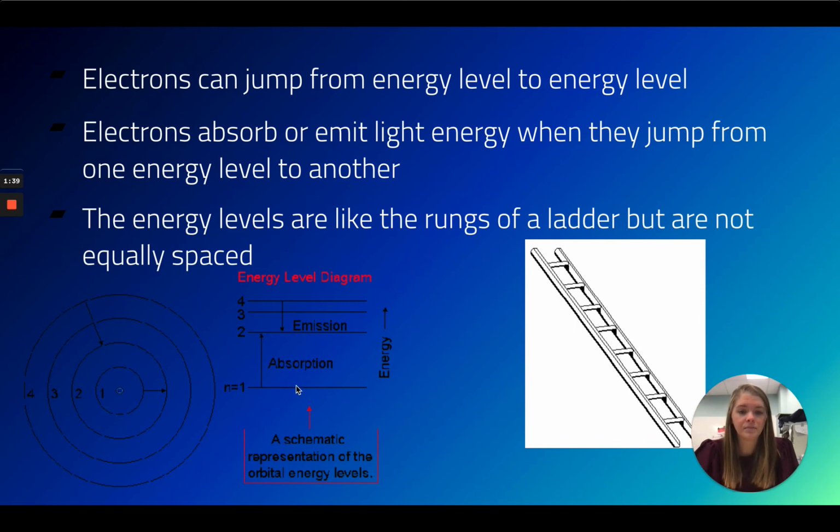Notice here, we talked about how in order for them to move away from the nucleus, they need to gain energy or absorb energy, so they're going to be absorbing the energy, whereas if they come closer, they lose energy or they emit it, they send it out. And anytime you're emitting energy, you emit a photon, which is a particle of light.